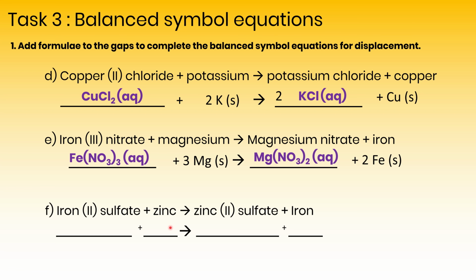Finally, we had to fill in every gap in this equation. Iron 2 sulfate first. Iron 2 is Fe2+, sulfate is 2-, so these two pair together in a 1-to-1 ratio. 1 iron for every 1 sulfate, FeSO4. Zinc is just Zn. Let's have a look at zinc 2 sulfate. Zinc 2 is zinc 2+, sulfate is SO4 2-, so they pair together in a 1-to-1 ratio, so we get ZnSO4. And iron is just Fe.